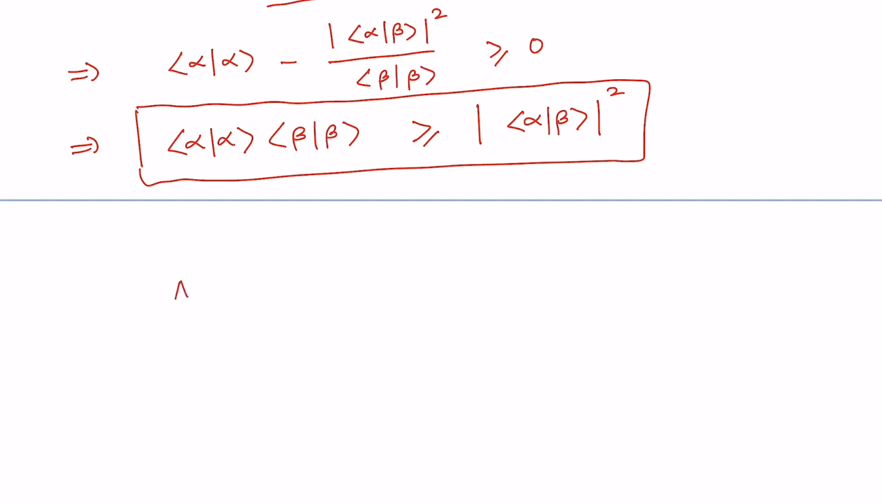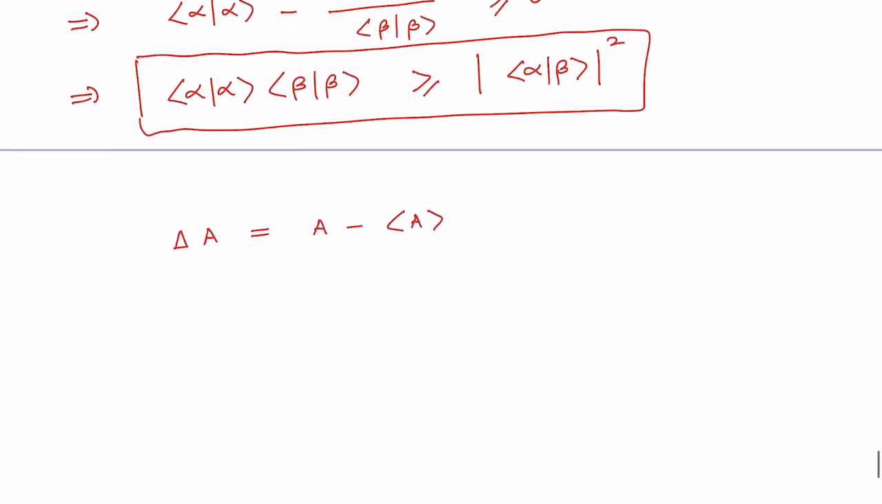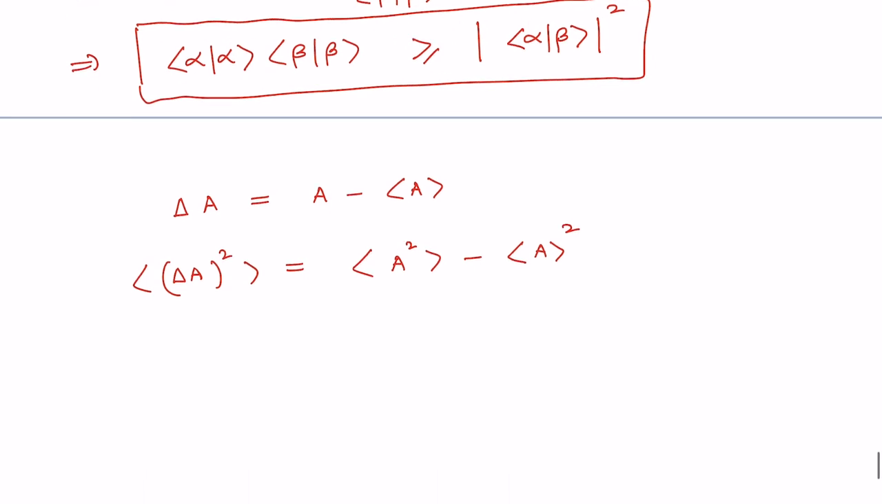Let us say we have delta A. A and B are now operators. I am not going to use the operator sign, however, but please understand that I am now talking about operators. Let's say delta A is equal to A minus expectation value of A. Then the expectation value of delta A whole square, which you can very trivially work out, is the variance actually: expectation value of A square minus expectation value of A whole square, the square of the expectation value of A.